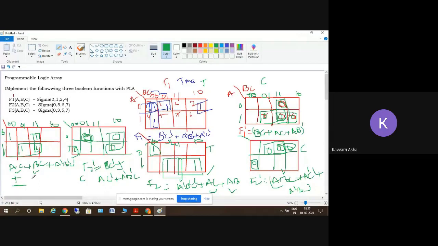Sir, F2 bar, did I write it wrong? What did we get for F2 bar? A B bar C bar plus A bar C plus A bar B, whole bar. A B bar C bar plus A bar C, and this is A bar B. So 1 1 and so 1 0. So we'll have B here. So A bar B. So this is correct, right?